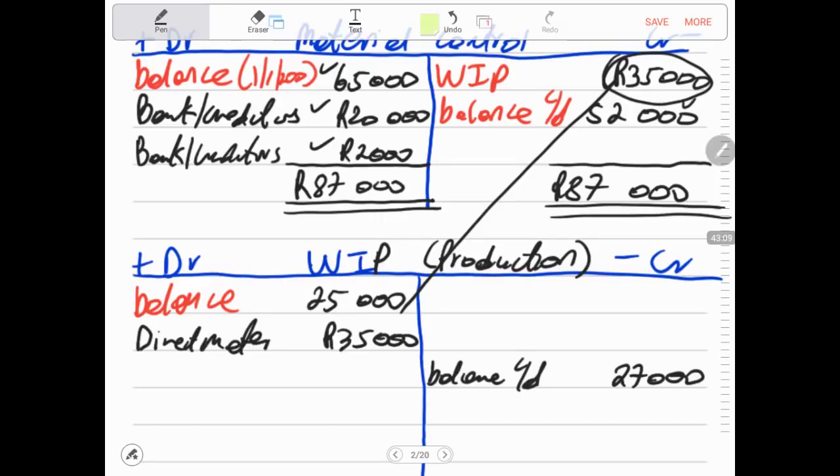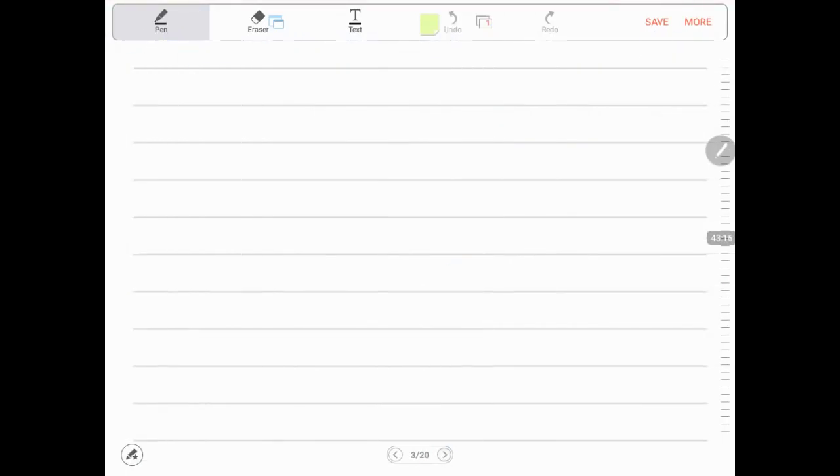This will be direct material. Now material used is becoming 35,000. Then let us go now to our calculation. We are doing the manufacturing cost or manufacturing statement. Now in doing the manufacturing statement, we start with the direct material used. We want to know the material that was used.